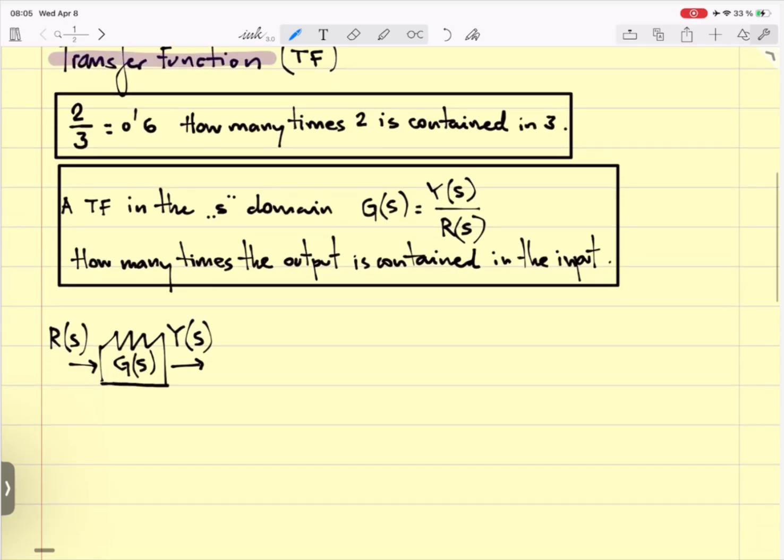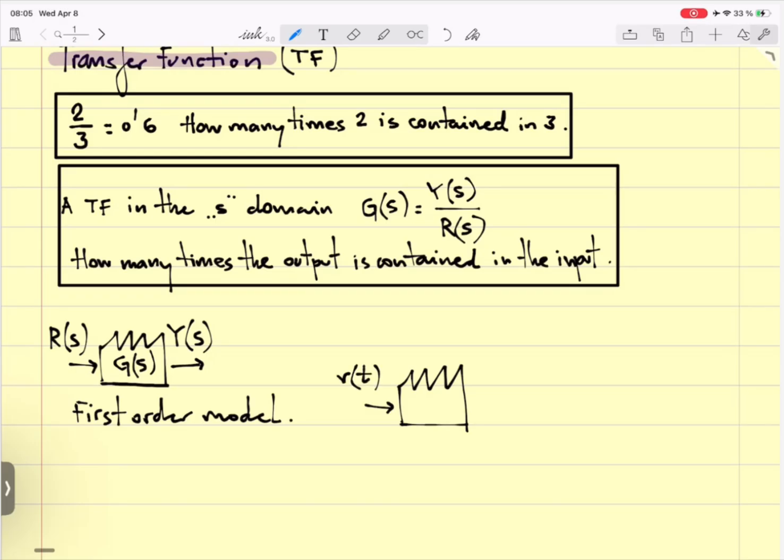Let's create here a first order model. Okay. Imagine we have a system that, let's say, I'm going to paint here a little factory. Okay, we have here some function r of t, maybe input in the demand, and then we have an output, how the factory behaves.